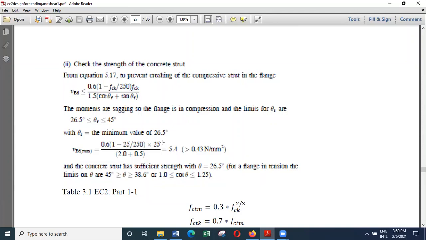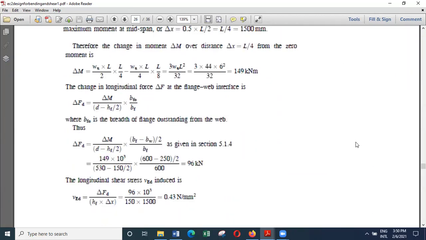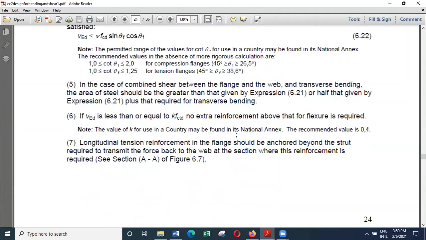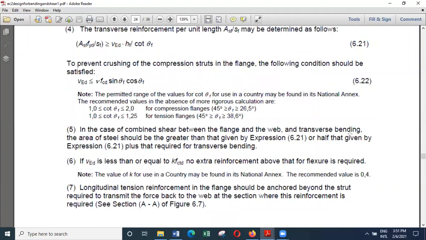But if we need this reinforcement, and in addition to that we have already designed the reinforcement in the slabs for hogging conditions, then what it says is we have to provide, in the case of combined shear between flange and the web and transverse bending, the area of steel should be greater than that given by expression 6.21.